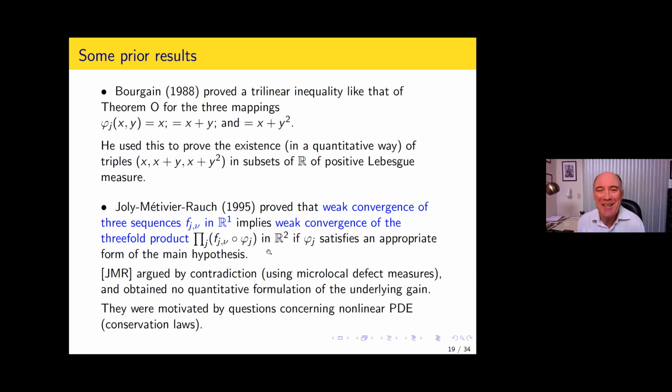Again, their work was motivated by considerations involving nonlinear PDE, although as far as I understand it, there were no actual direct applications to PDE.